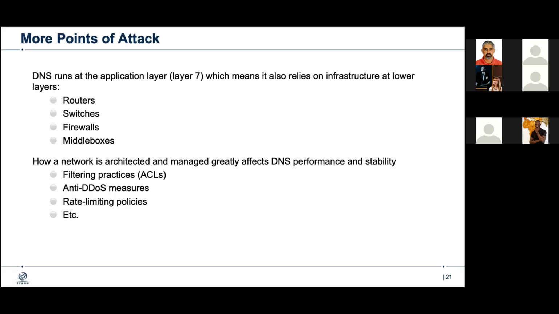Hence, besides protecting the DNS layer, such as the recursive name servers and the DNS data itself, you also have to think of operational security practices, such as filtering, using access control lists, and using anti-DDoS measures. Also, perhaps rate limiting the number of queries that you can send over a duration. All these things matter when you're thinking of good security hygiene.